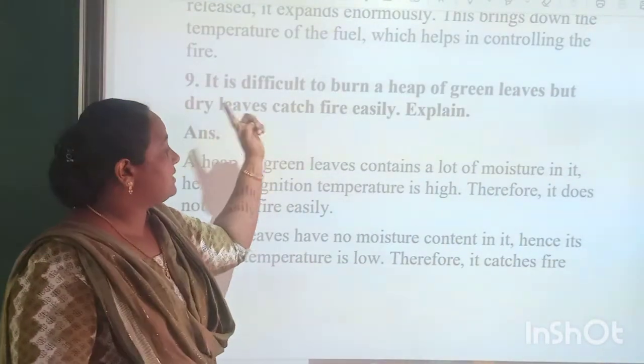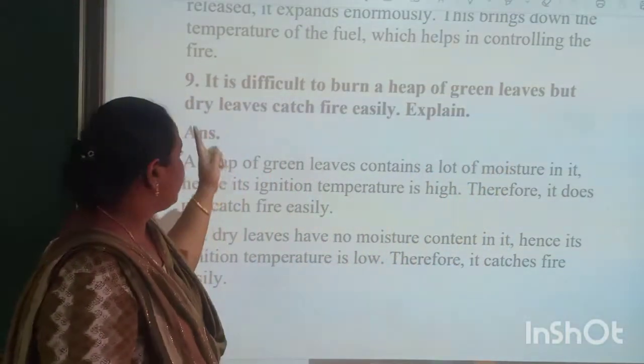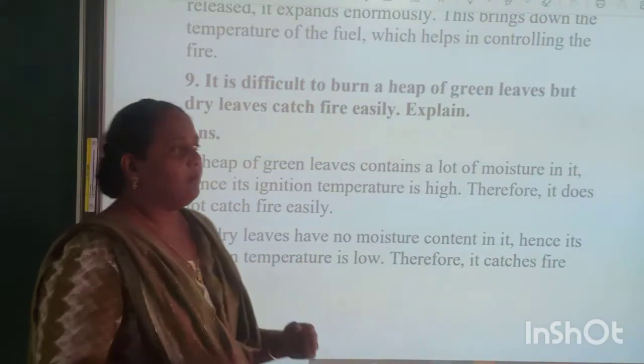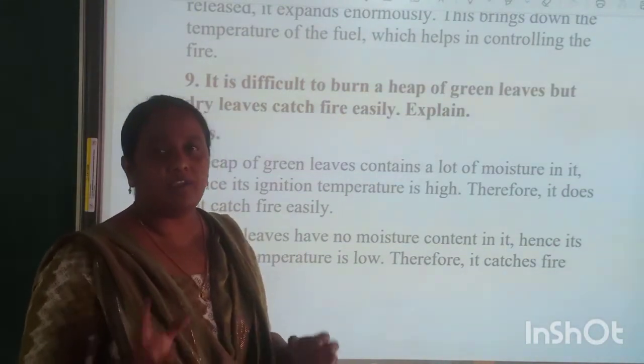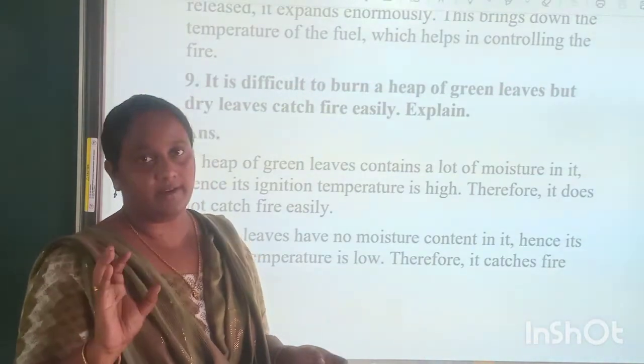Ninth one: it is difficult to burn a heap of green leaves, but dry leaves catch fire easily. Explain why. By common sense we know that dry leaves contain less water content, isn't it?